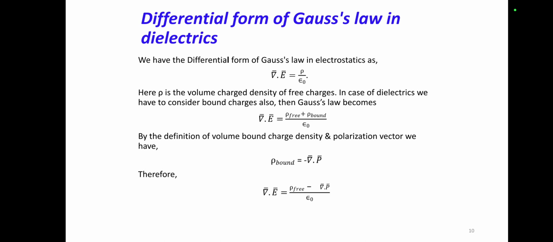By the definition of volume bound charge density and polarization vector, we have rho bound is equal to minus del dot P bar. Therefore del dot E bar is equal to rho free minus del dot P bar upon epsilon naught. Here we are substituting the values of rho bound, meaning the volume charge density for the bound charges.